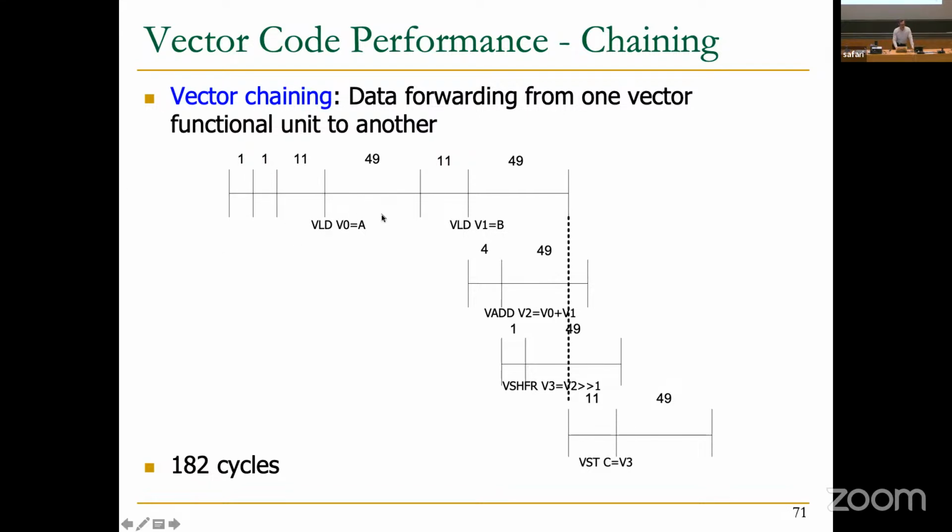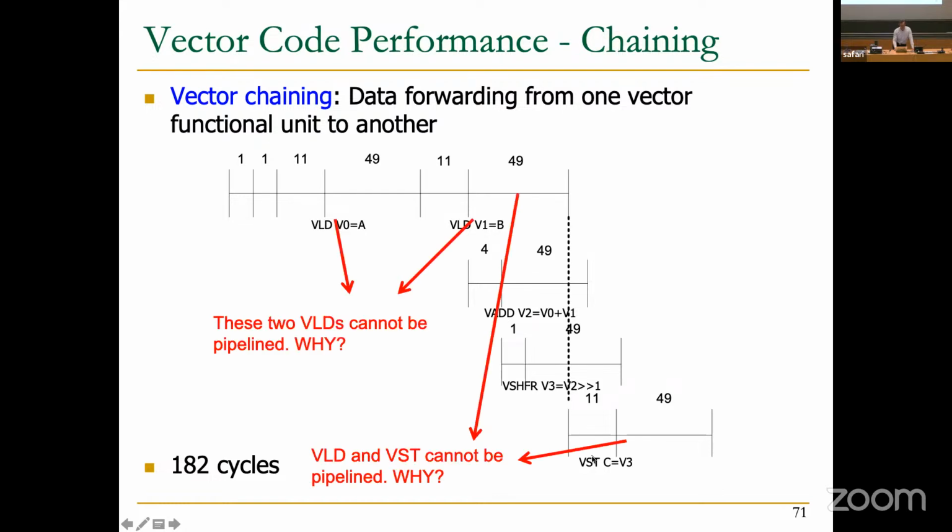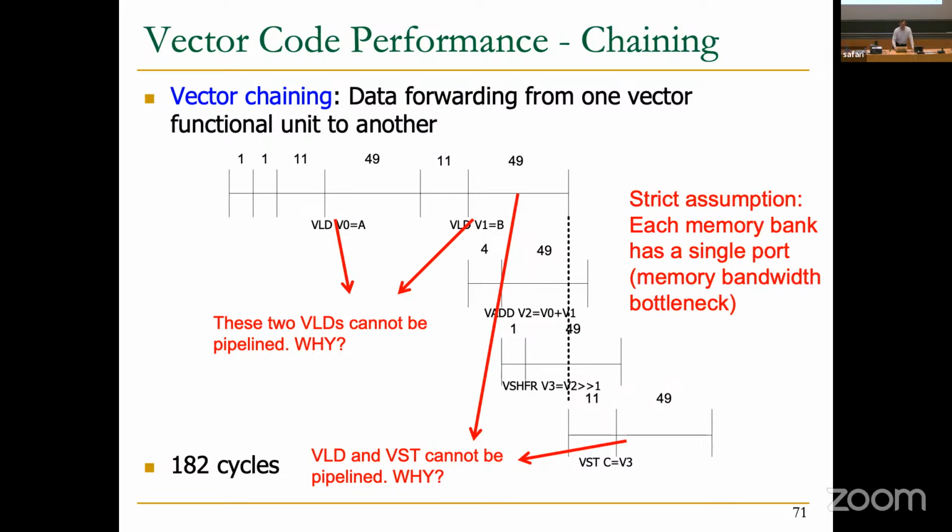So we could not parallelize this load and this load, and deficiencies in our memory system actually caused us to wait in the store. So these two loads cannot be pipelined, and this load and store cannot be pipelined. Essentially, we don't have enough ports in the memory system for this. Basically, each memory bank has a single port. That was our strict assumption. And this led to the memory bandwidth bottleneck. And we assume that this port is shared by read and write.